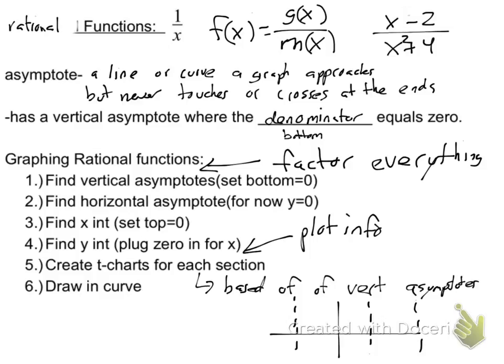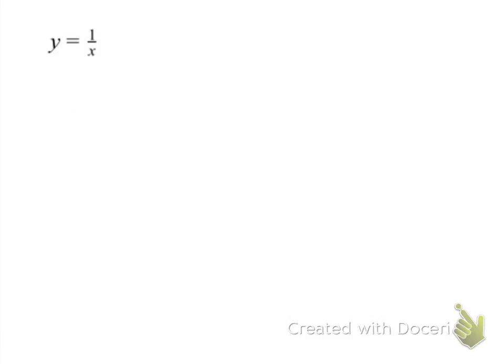So now we're going to move on to examples. I am not going to give you this list on your quiz. Top equals 0, bottom equals 0, factoring, plug 0 in, y equals 0 for us all the time, making t-charts, all of that is going to have to become second nature. There'll be more and more problems. So here we go. I gave you an example of y equals 1 over x, so let's actually graph it. What does it look like? This would probably be one of the most simplistic rational functions that you can have.